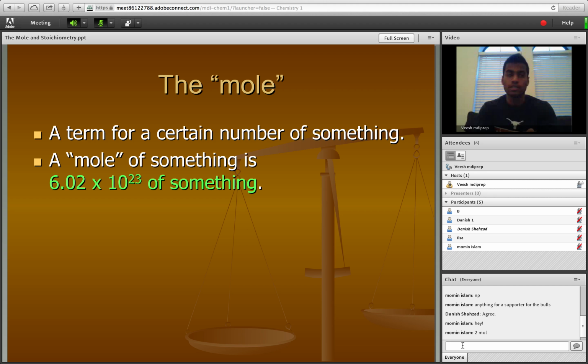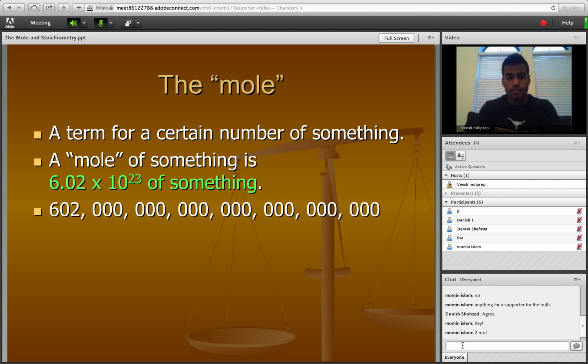Yeah, so it would be 2 moles because 1 mole would be 18 grams, so 36 grams would be 2 moles. It's as simple as that. And that's what the number actually looks like, but we always use it in scientific notation.